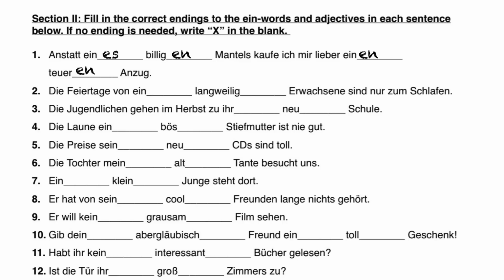Die Feiertage von ein blank blank Erwachsener sind nur zum Schlafen. In this one we have yet another preposition, we have von. Von is a dative preposition, so whatever is after it is dative. Erwachsener is a feminine noun, it's a female grown-up. So here we have the feminine dative einer, and then we have to have the dative ending after an ein-word, which is en for all of the adjectives. Die Feiertage von einer langweiligen Erwachsener sind nur zum Schlafen. The vacation days of a boring grown-up are only for sleeping.